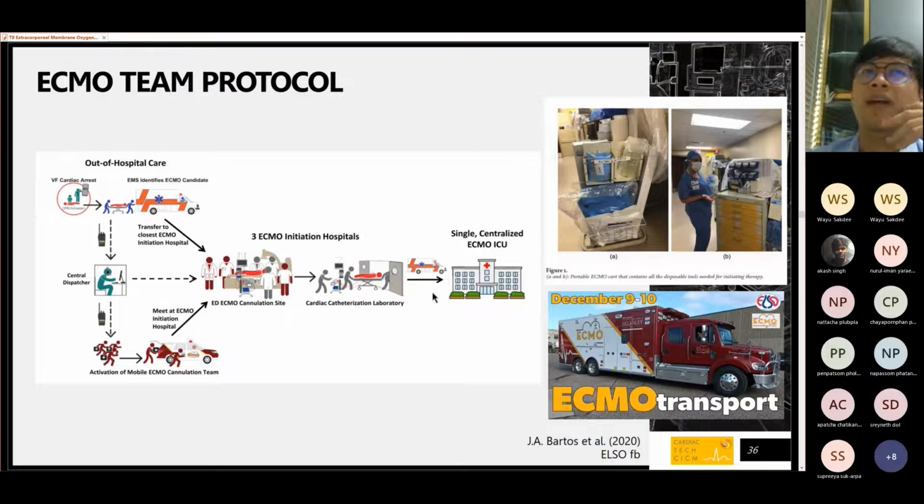so let's say the ECMO team is always on call. Here is the ECMO preparation cart. This portable ECMO cart contains a lot of things like a tubing set, cannulas, and also the cannulation set for the scrub nurse, and also for the ECMO specialist or the perfusionist. Okay.